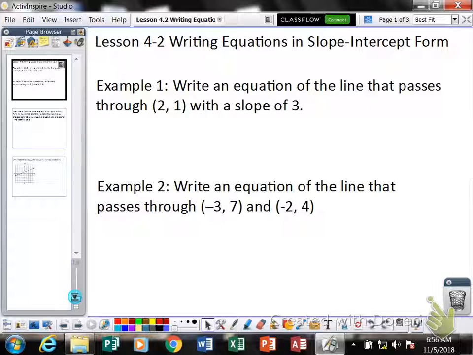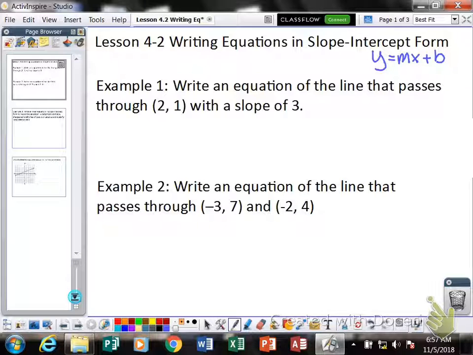Lesson 4.2, we're going to be writing equations in slope-intercept form. So remember that slope-intercept form is y equals mx plus b. And again, you have that on your formula sheet, so if you forget, you can always refer to that. But the reason it's called slope-intercept form is because m is the slope, b is the y-intercept, so it gives us those two pieces of information.